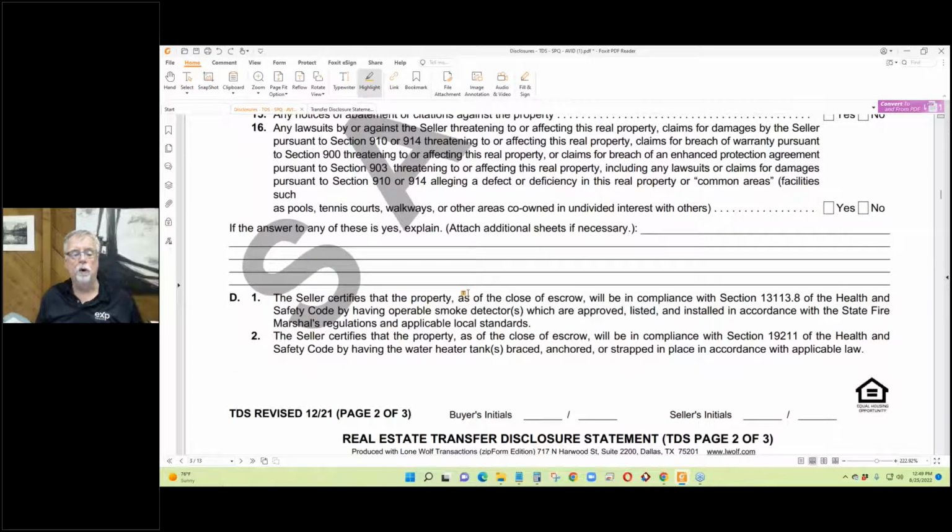So we're going through the form. Notice the section about smoke detectors is here. And the smoke detector compliance is built into the form. Seller certifies that the property will be in compliance by having operable smoke detectors. Now, what I sometimes see is sometimes listing agents, in addition to having a TDS as part of their disclosure package, they've gone through zip forms and they found the smoke detector statement of compliance form and they throw it in. And if you read it, it's pretty much the same words that are here.